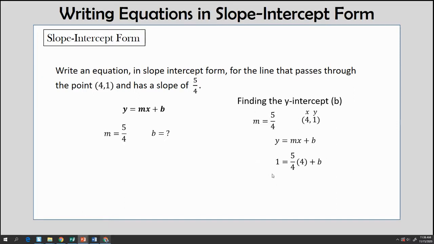And now if I solve this, multiply 5 fourths by 4, subtract 5 from both sides, I got b to be negative 4. So I now know the y-intercept is negative 4. So now I have what I need to write the equation. I substitute it in. There's my final answer. y equals 5 fourths x minus 4.